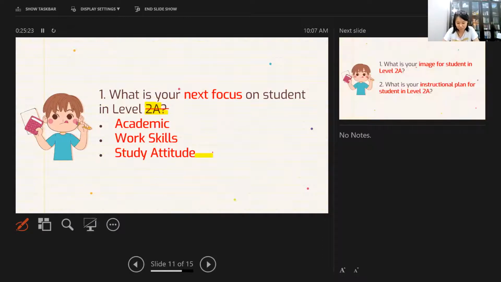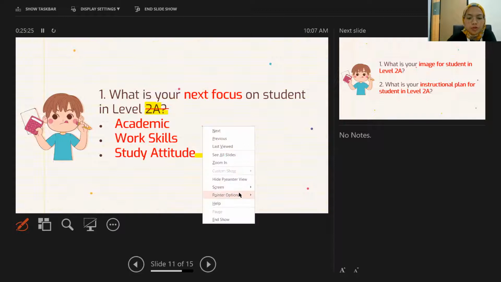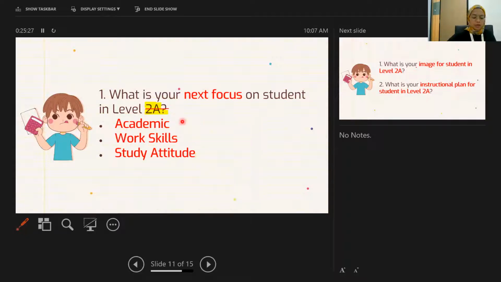Okay, continue. Just now I mentioned that you have an image for Aneeq to achieve at the end of level 3A. But at the moment, your thinking is to repeat. One of the factors is because you find that Aneeq hasn't developed certain skills, and at the moment you are assuming all 3 skills: academic skill, work skills, probably the concentration and the stamina and the study attitude as well.